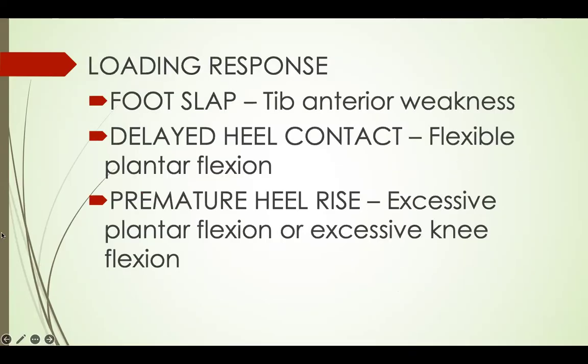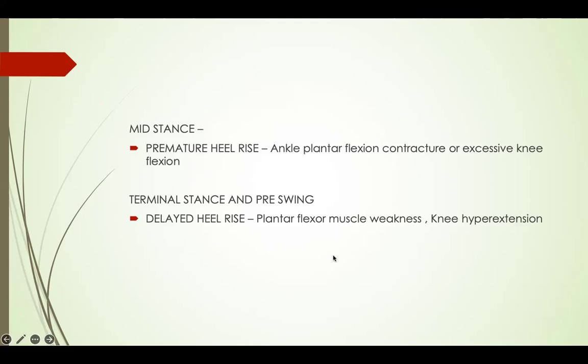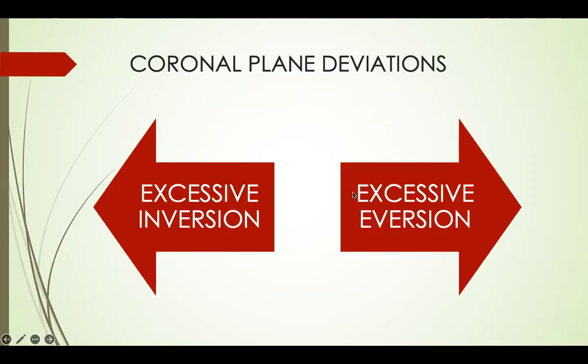Loading response. During loading response, foot slap happens because of tibialis anterior weakness, and delayed heel contact when there is flexible plantar flexion contracture. Premature heel rise happens when there is excessive plantar flexion or excessive knee flexion. During mid stance, what can happen is premature heel rise. This can be due to ankle plantar flexion contracture or excessive knee flexion. During terminal stance or pre-swing, there can be delayed heel rise, which can be due to plantar flexor muscle weakness or knee hyperextension.